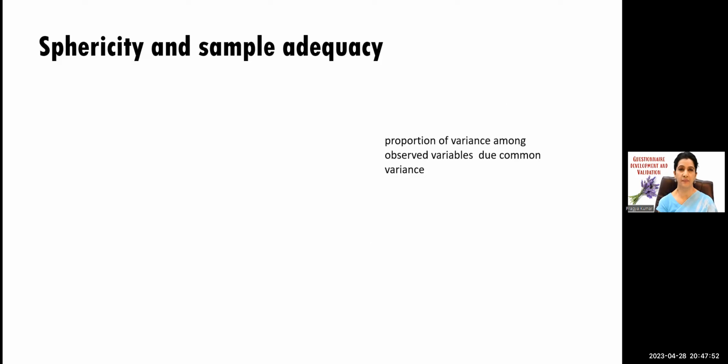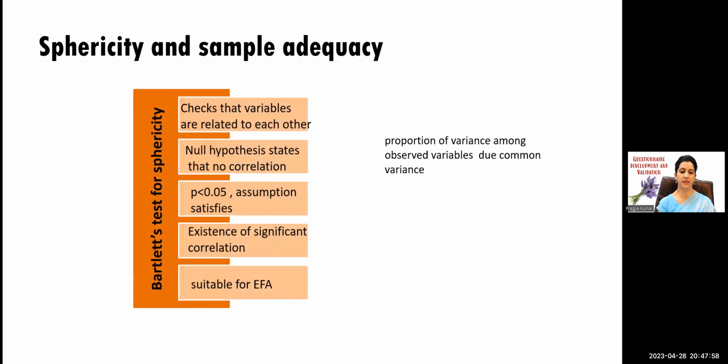Now, sphericity and sample adequacy. What is sphericity and what is sample adequacy? Sphericity is Bartlett's test of sphericity. You have seen that it checks the problem of multicollinearity, and it checks whether variables are related to each other or not. The null hypothesis states that there is no correlation. That's why a p-value below 0.05 satisfies the assumption, and it says that there is significant correlation. So when Bartlett's test of sphericity is less than 0.05, then only you can perform EFA on that data. Otherwise, that data set is not suitable for exploratory factor analysis.